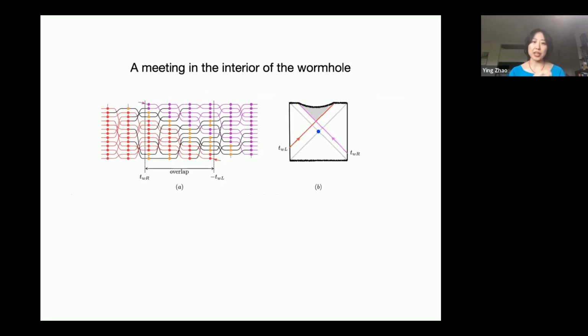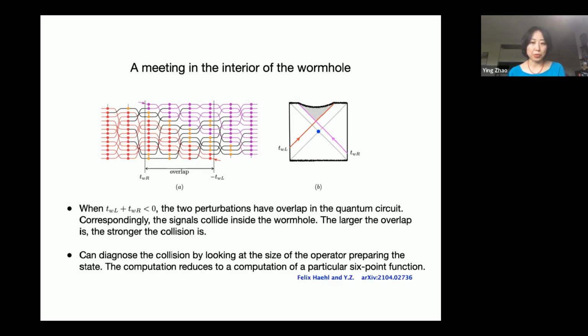Of course, we are more interested in the case when they do meet. You can arrange the time such that there is overlap in the circuit. In this part of the circuit, both the red and the purple perturbations appear. Correspondingly, the two signals meet in the black hole interior. That's the proposal. It should be intuitively clear that the larger the overlap region is, the stronger the collision is. We will make this more precise. One can diagnose whether the collision happens by looking at the size of the operator preparing the state. The computation reduces to certain six-point functions, but I won't talk about it in today's talk.